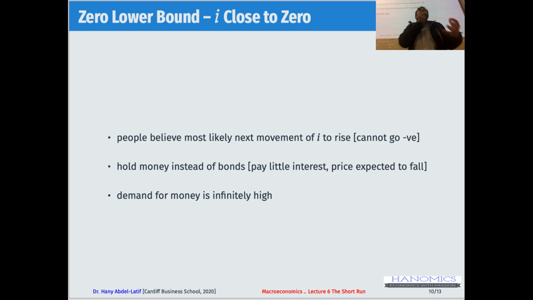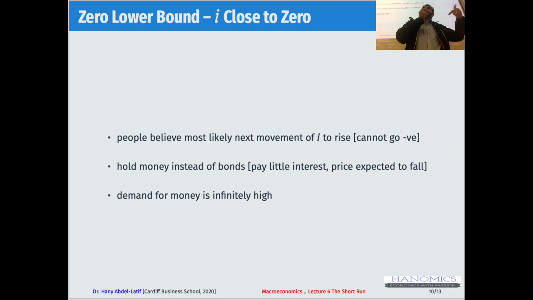Remember, before we said people can split their financial wealth between money and bonds. Money is a liquid asset, but bonds offer an interest rate. But now, if the interest rate is very close to zero or zero, that means bonds do not offer that anymore. So the opportunity cost of holding money is very low, or even zero if the interest rate is zero. Bonds pay little interest or no interest at all, and also the bond price is expected to fall.